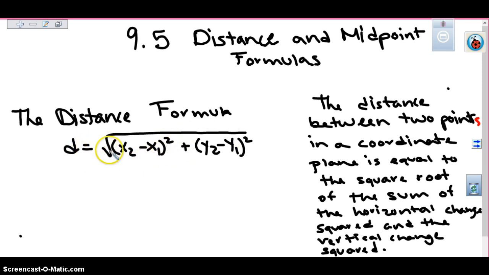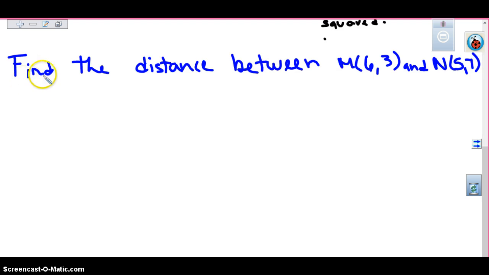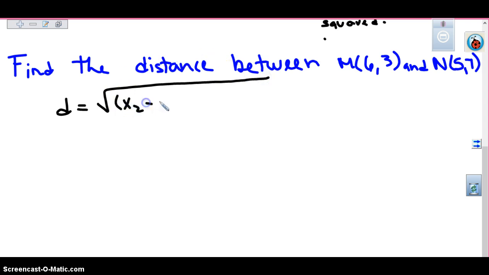So distance is equal to the square root of x sub 2 minus x sub 1 squared plus y sub 2 minus y sub 1 squared. If we need to find the distance between point M, which is at 6, 3, and point N, 5, 7, we will use the distance formula. D is equal to the square root of x sub 2 minus x sub 1 squared plus y sub 2 minus y sub 1 squared.